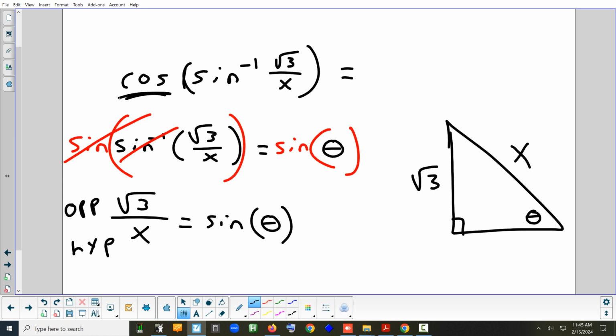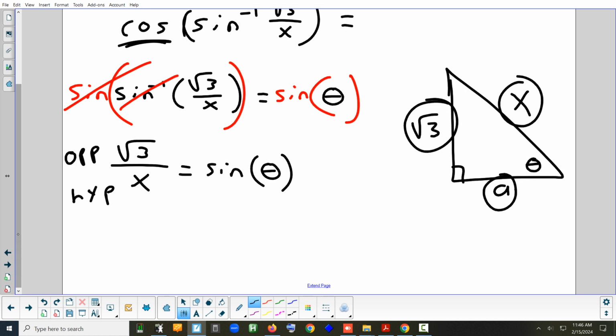What is the definition of cosine? Adjacent over hypotenuse. So we need to figure out this side. I'll temporarily just call it A for adjacent, but I'm going to cross that A out in a second when I use the Pythagorean theorem. How would you set up Pythagorean theorem with those three? A squared plus, don't simplify anything yet, square root of 3 squared equals x squared.